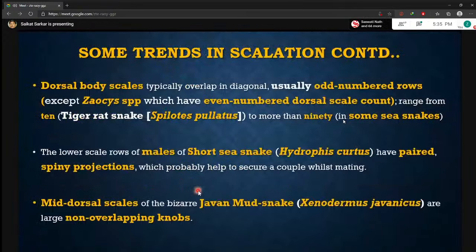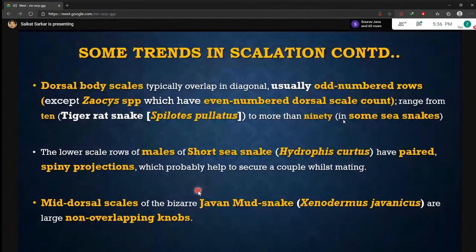Now, some trends in scalation continue. Dorsal body scales typically overlap in diagonal, usually odd number rows, as I said earlier. In most of the snakes, we will find the dorsal scales in odd numbers, leaving these lousy species, and two or three more you can find if you search properly. Those have an even number count. That means it is not 17 or 19, it can be 18, 20, like that.